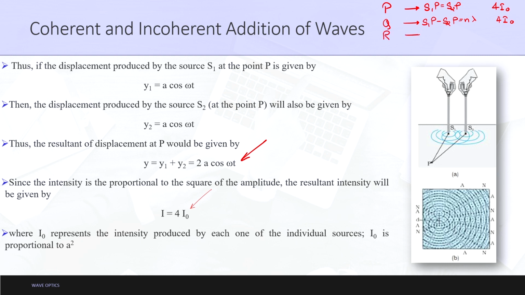Then there was a point R, for which S1R minus S2R is (n plus 1 by 2) into lambda, for which the intensity was 0, and then finally there was a point G, for which there was a phase difference of delta, and hence we found the intensity as 2 I naught. So, this is the complete concept of coherent and incoherent addition of waves. Now, a little bit of this will be applied in the next concept of interference of light and Thomas Young's experiment, that I will take up in the next lecture. For now, let me conclude here.